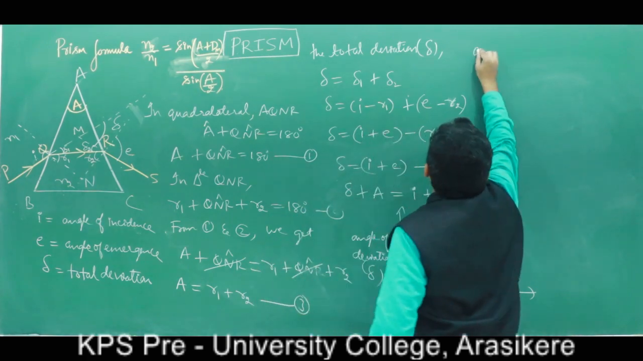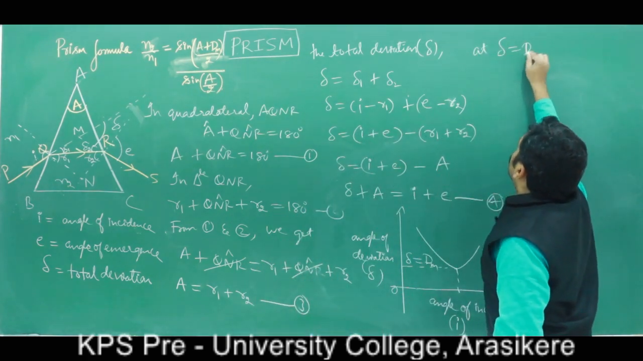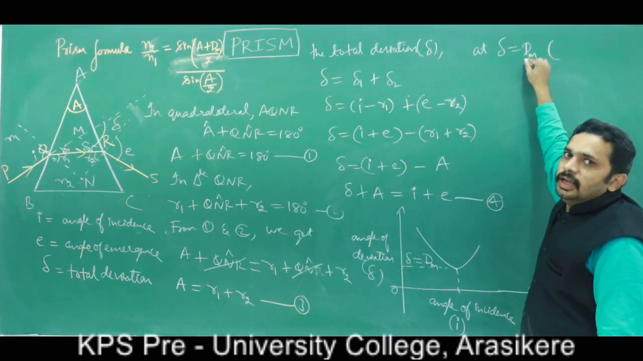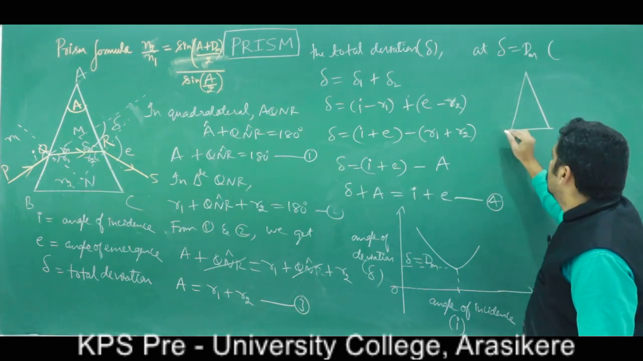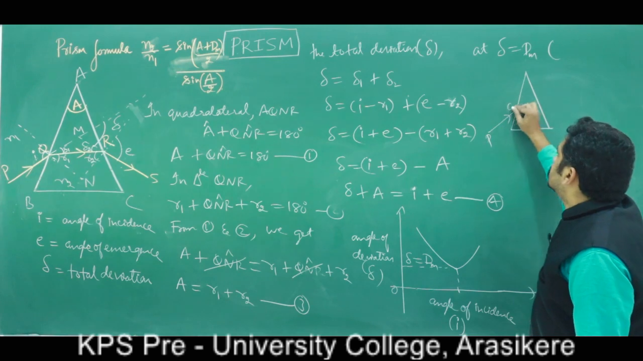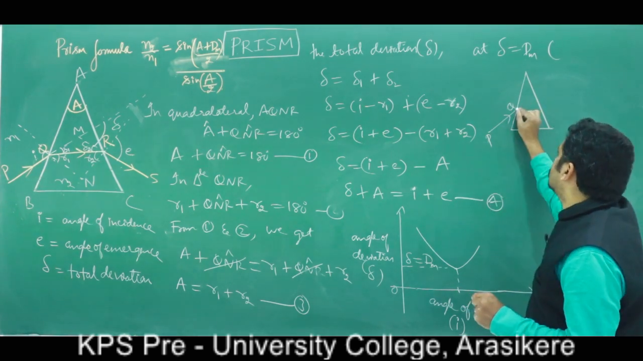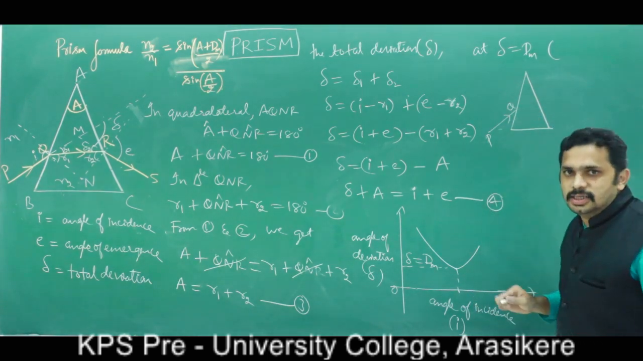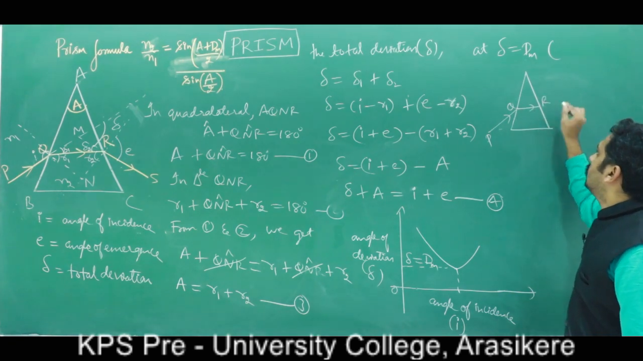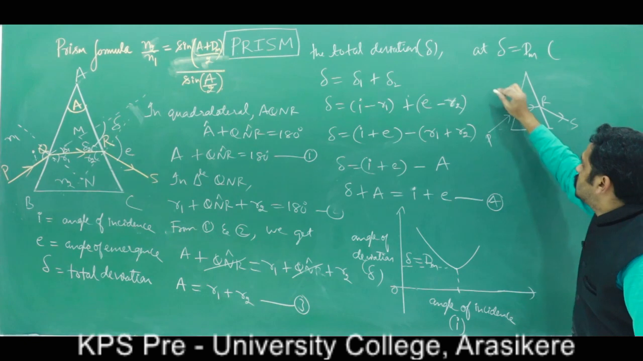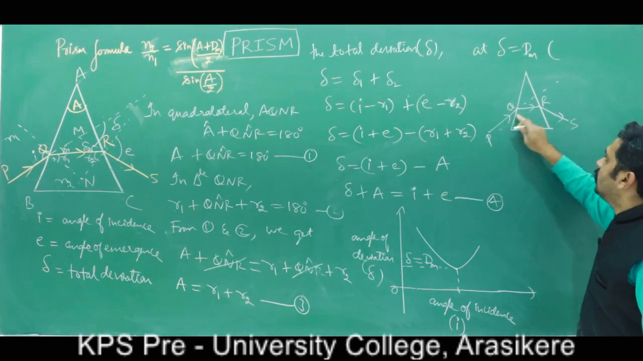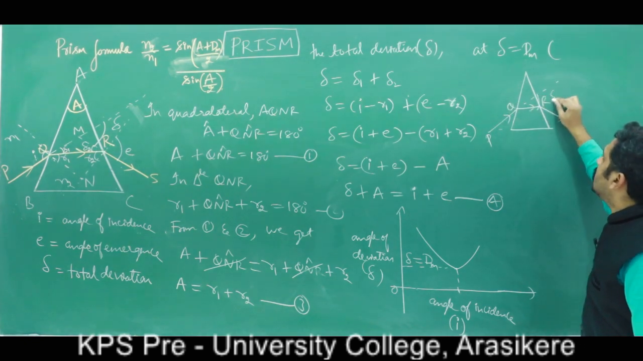Look at here. Delta is equal to Dm means the minimum deviation position. This is the prism. This is the PQ incident ray. PQ is the incident ray, QR is the refracted ray, RS is the emergent ray. Now, assume that at this position the deviation is minimum.